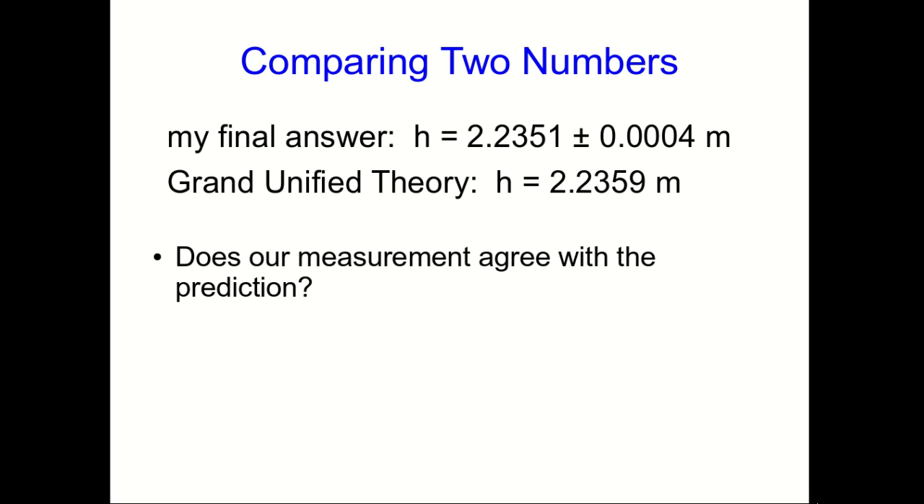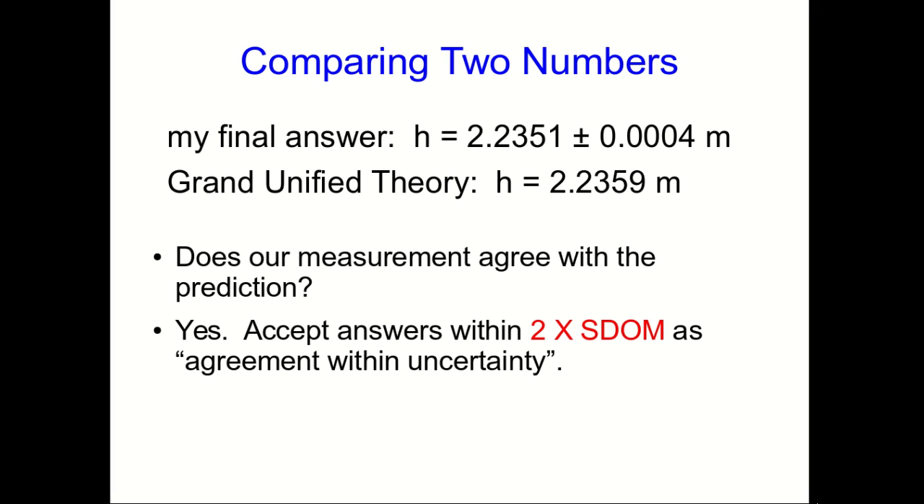About 19 times in 20, we're going to see an answer within about 2 standard deviations of the mean of that, or 0.0008. And so we actually would accept this as agreement because it's within 2 SDOMs. That is our general rule. If two numbers are within 2 SDOMs of each other, then we say they agree within uncertainty.